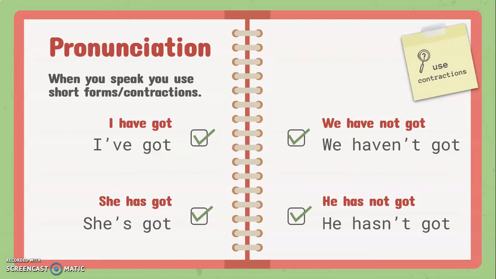Now let's come to the second. She has got becomes she's got. She's got. We have not got becomes we haven't got. We haven't got. He has not got again becomes he hasn't got. He hasn't got. Well, so you can practice using these forms in your daily conversation.